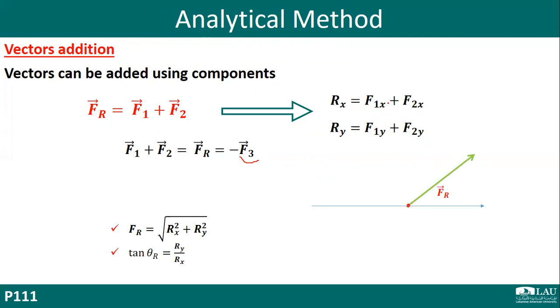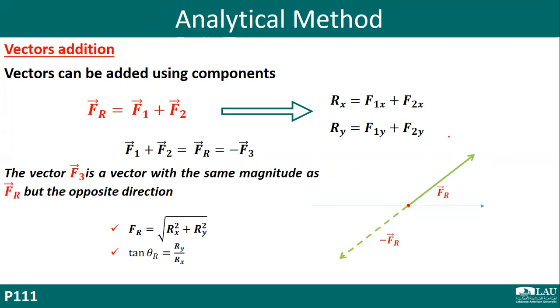And as you know, F3 has the same magnitude as FR, but opposite direction. So based on the analytical method, you are going to find FR first, and then from FR, you will conclude the direction and the magnitude of F3. So F3 has the same magnitude. Its magnitude will be calculated from the x and y components of R, the resultant. And it has the opposite direction. So mainly what we are going to do, if this is the angle theta, the angle of FR is theta, the angle of F3 is theta plus 180.